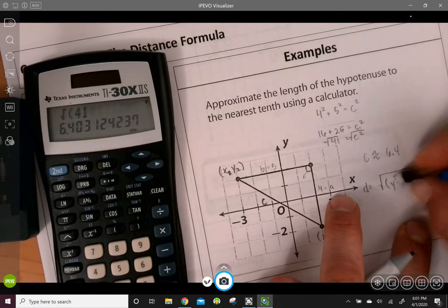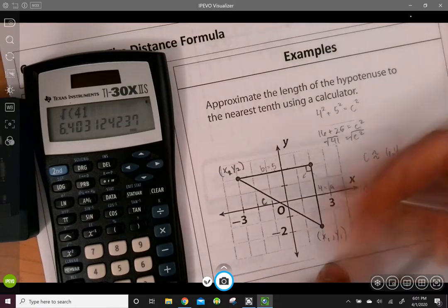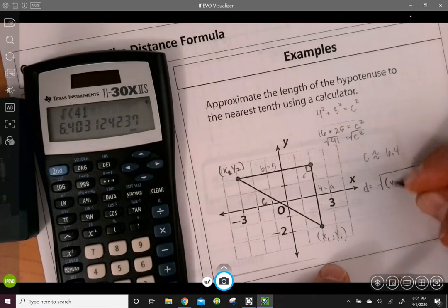Oh boy, I'm all sorts of confused here tonight. What's going on here? Okay, y sub 2 minus y sub 1.